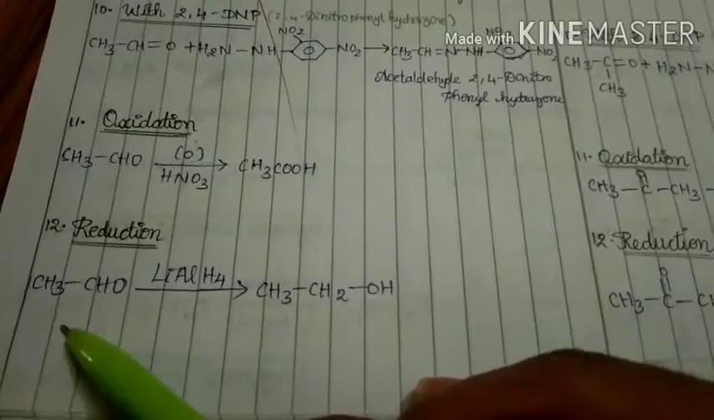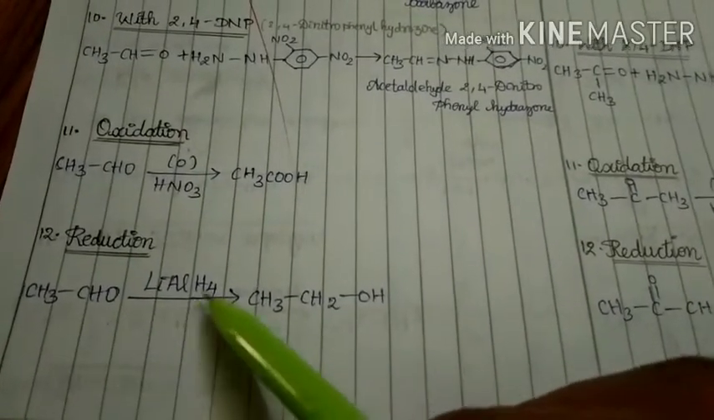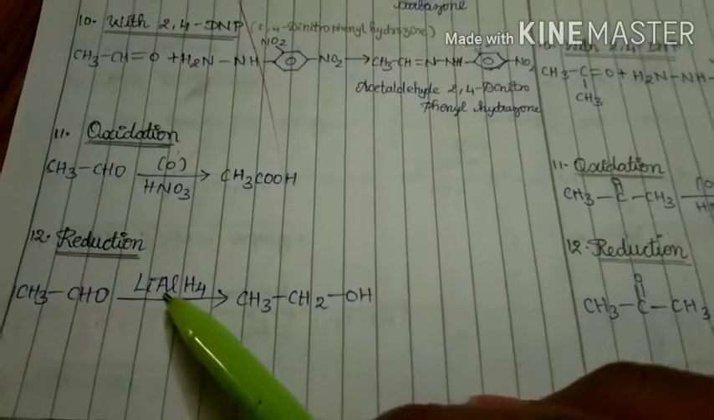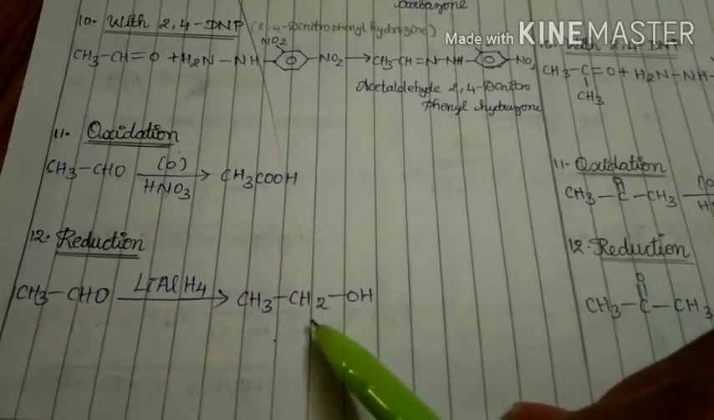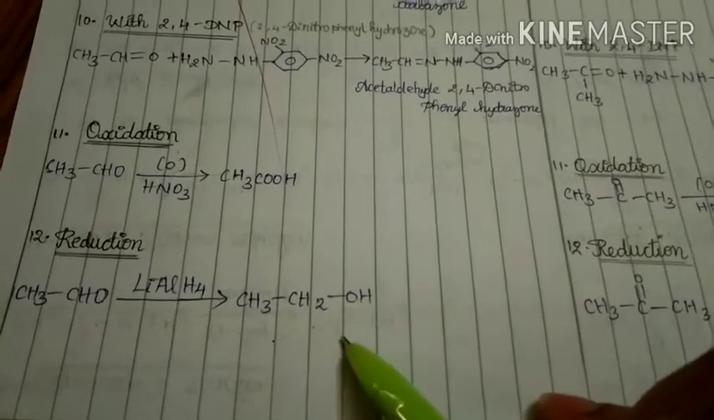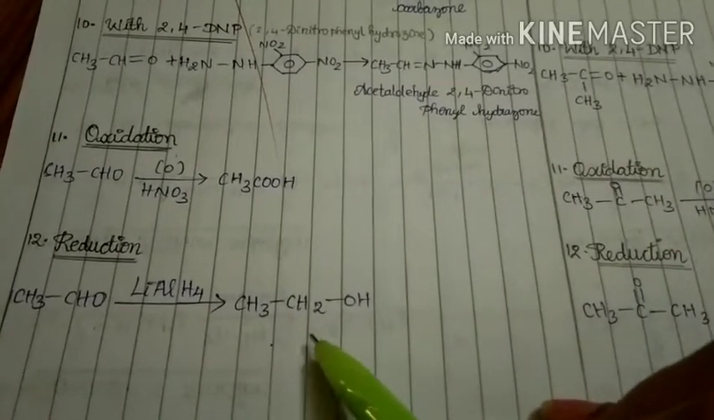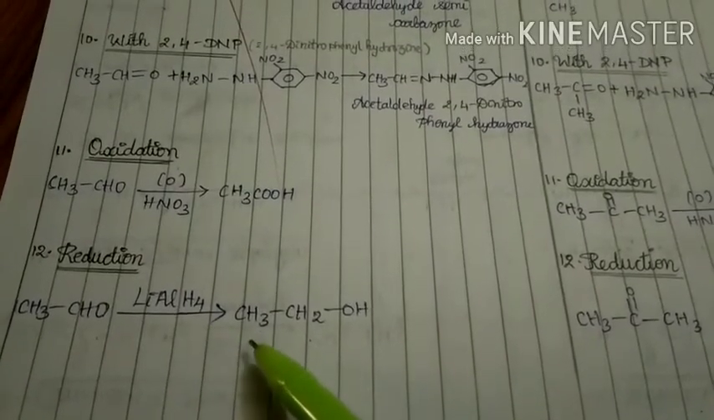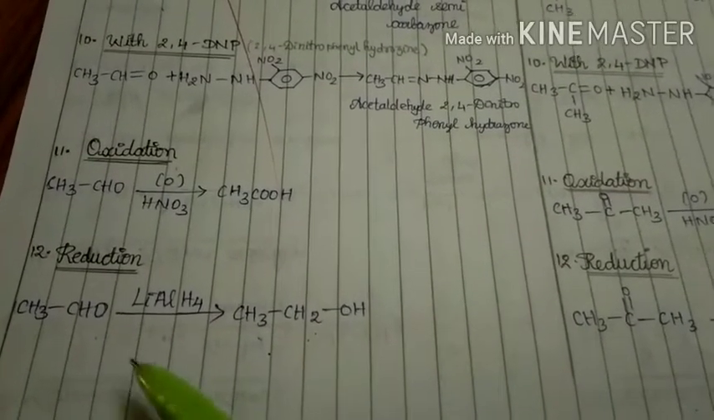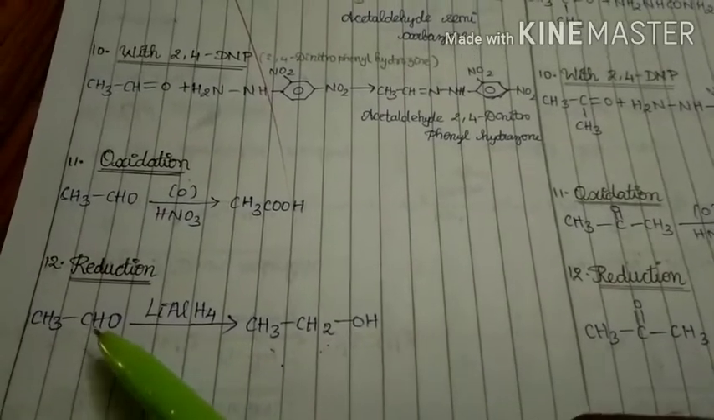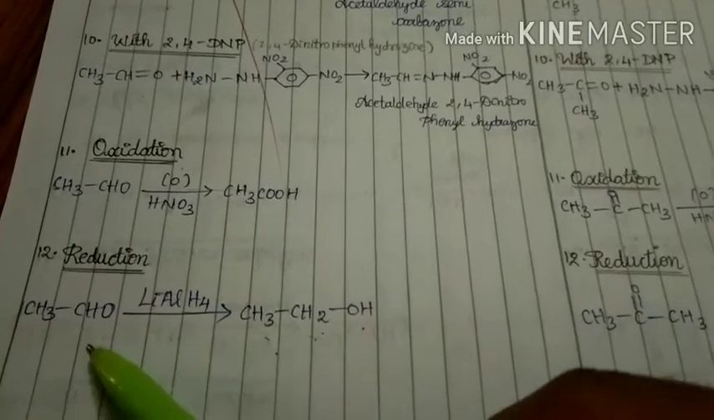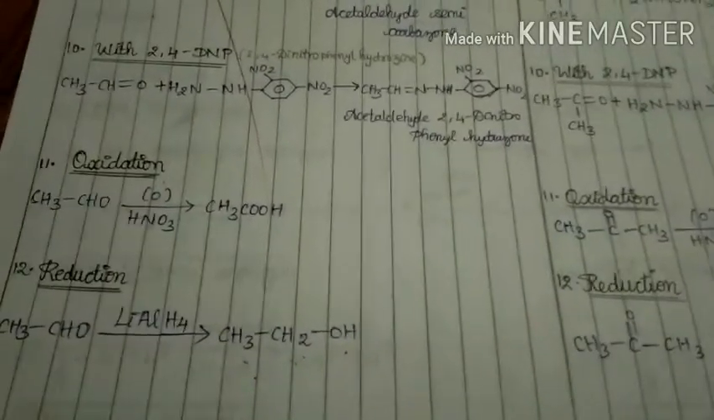reduction. See, when acetaldehyde undergoes reduction in the presence of LiAlH4, nothing but lithium aluminum hydride, then we get CH3CH2OH. This is what? Ethyl alcohol. That means what happens? This CHO becomes CH2OH. That means 2 hydrogens added at a carbonyl carbon.